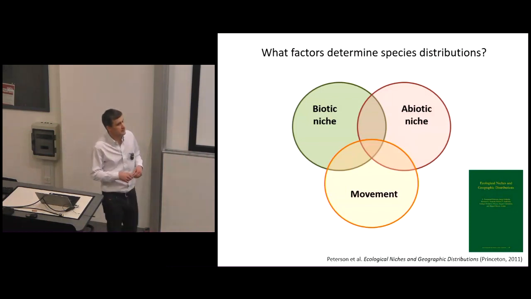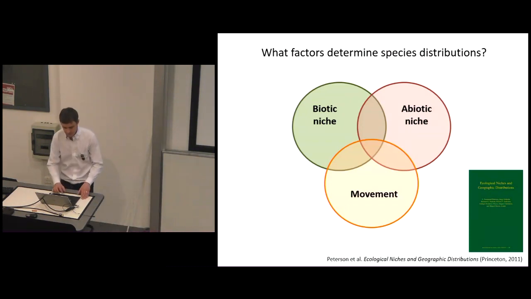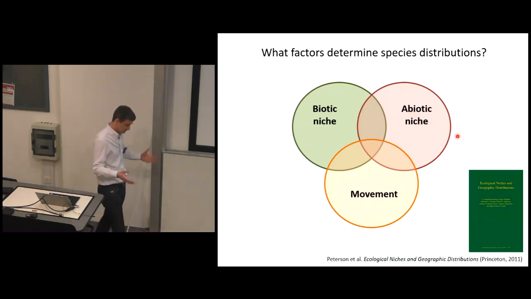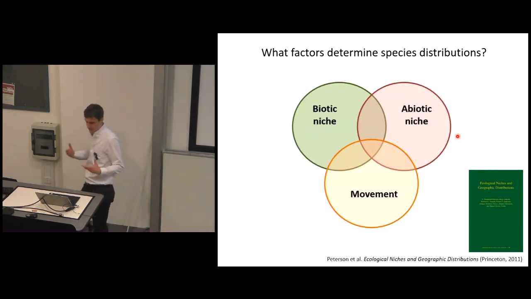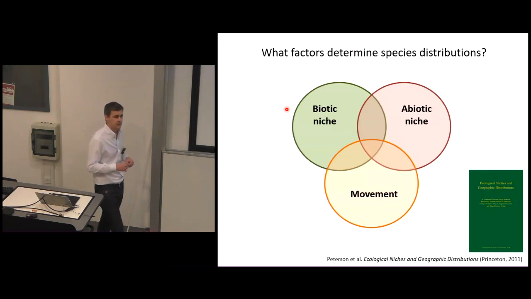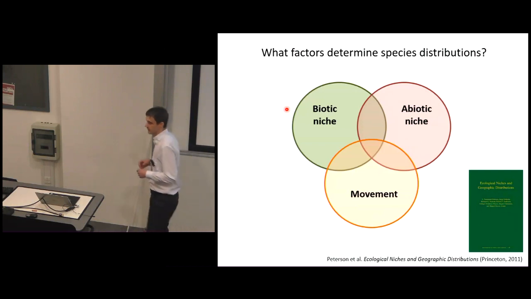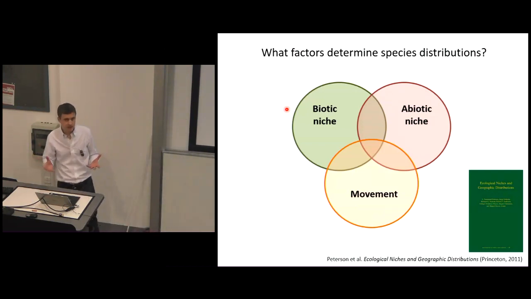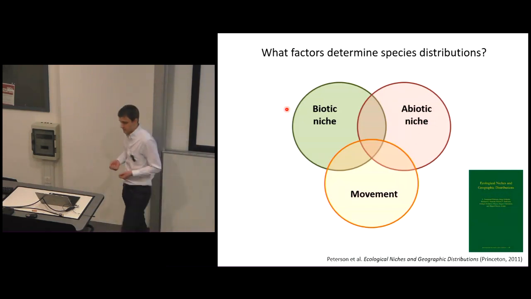We tend to think about three main factors driving distributions. Just broadly speaking, we would talk about the abiotic niche. So variables such as temperature, precipitation, soil type, say salinity in the marine environment, that control and drive where species are found. Then the biotic niche. So the species' role within the ecological community, how it responds to other organisms, is another of the key drivers. And then, of course, there's the whole spatial aspect, so movement, species dispersal, species' ability to move around the landscape.